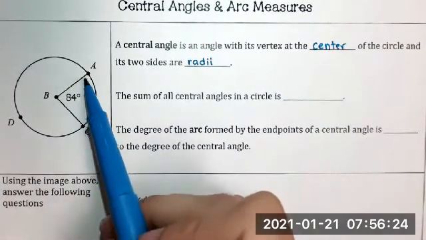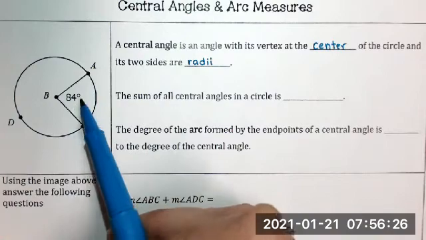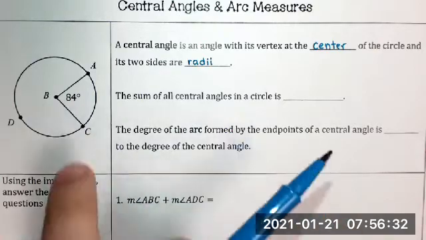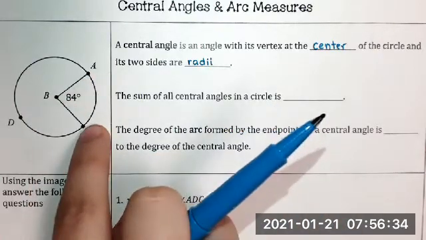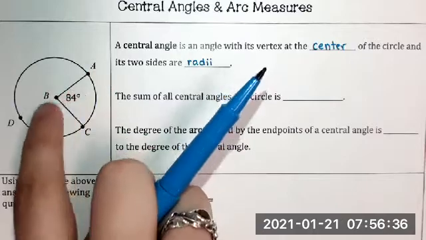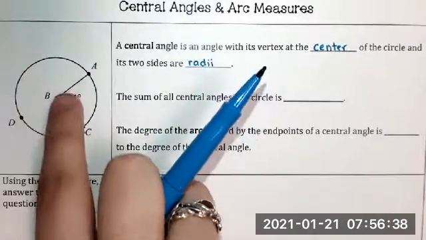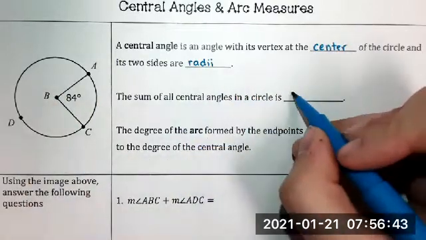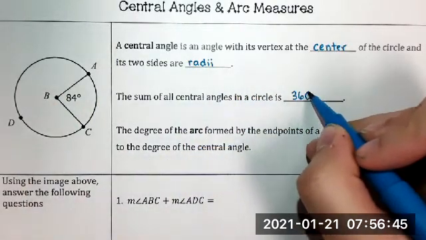So whenever we see one of these central angles, it's going to be measured in degrees. And if we add up all of the different central angles in this circle, if we added up ABC, and if we drew a line and added ABD and DBC, all of those angles together would add up to 360 degrees.